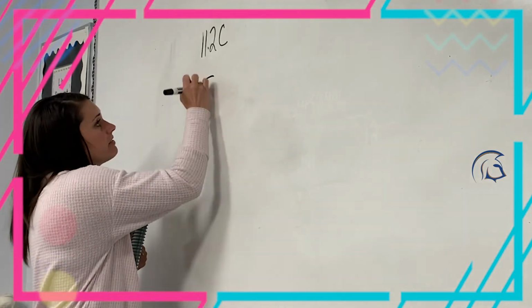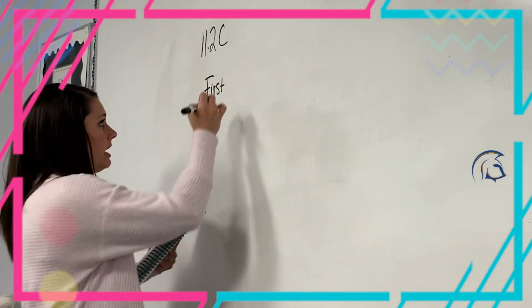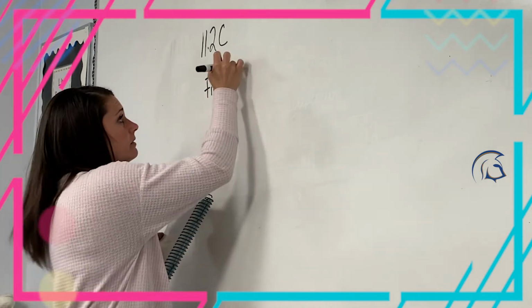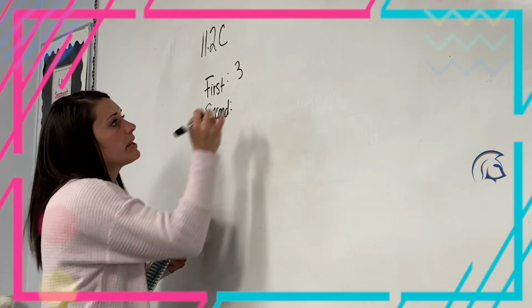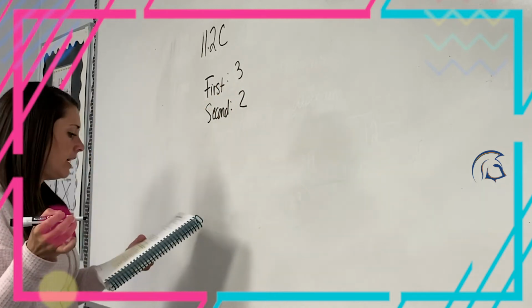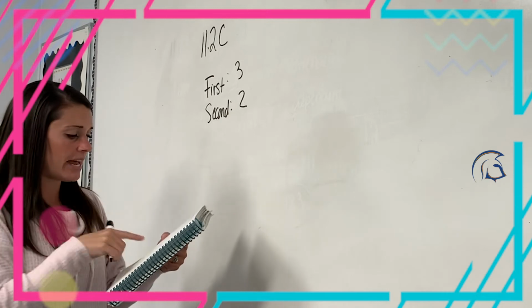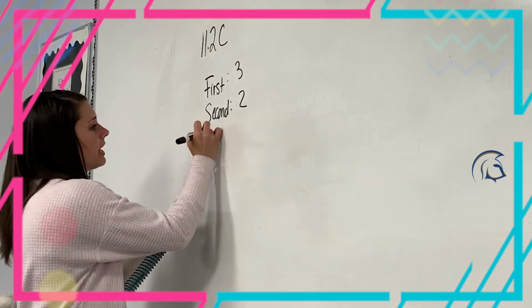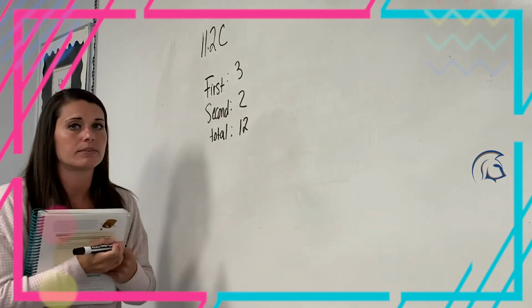So your first event, the first time you go to draw a blue candy, there's 3, okay? But the second time you go, because there's no replacement, there's only 2. And then our total, if you add up all those candies, you don't even have to add them. Your book tells you there's 12. So you've got 12 total candies, okay?